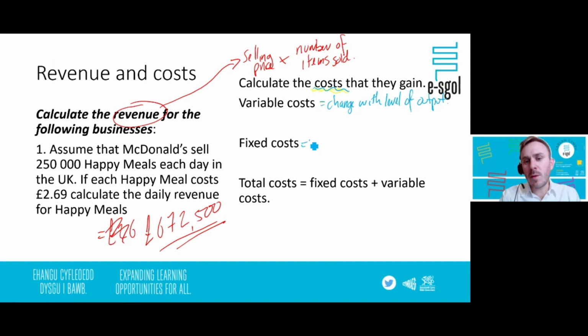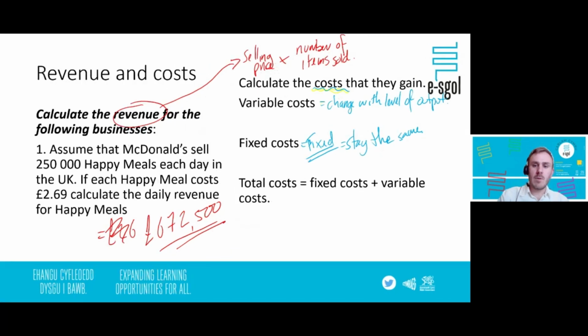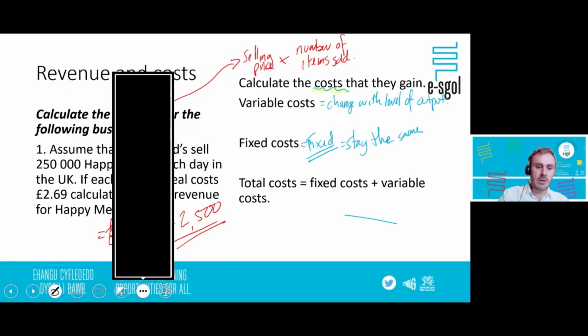My fixed costs, and hopefully you remember this because it's a key one, stay the same. They're fixed. So if you sell 0 items, or if you sell 10,000 items, you always have to pay those fixed costs. A typical example would be rent. If you sell nothing and you've got a building, you are always going to have to pay that bill. It stays the same. Then we get our total cost by adding our fixed costs and our variable costs together. I hope that is relatively self-explanatory.